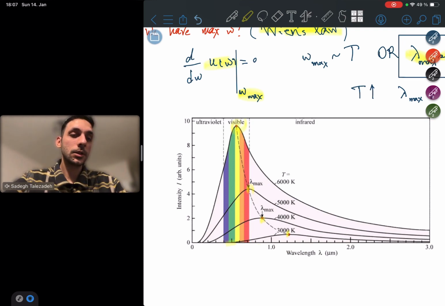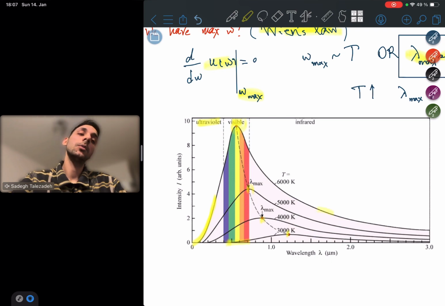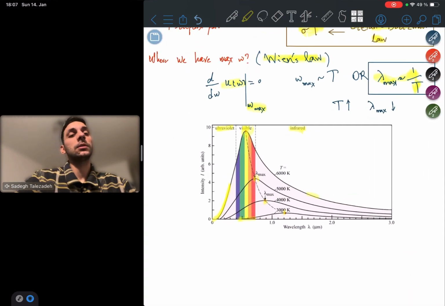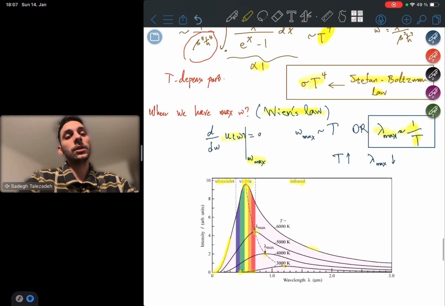And this is the range of visible light. So in the higher frequency, or let's say lower wavelength, we have ultraviolet, and in the mid range we have visible light, and in lower frequency or higher wavelength we have infrared. And that was the end of this session about the black body radiation problem.